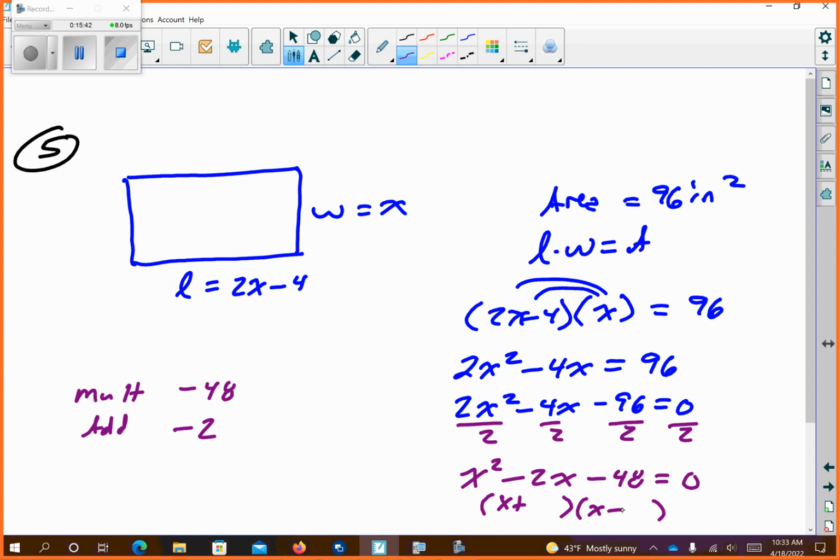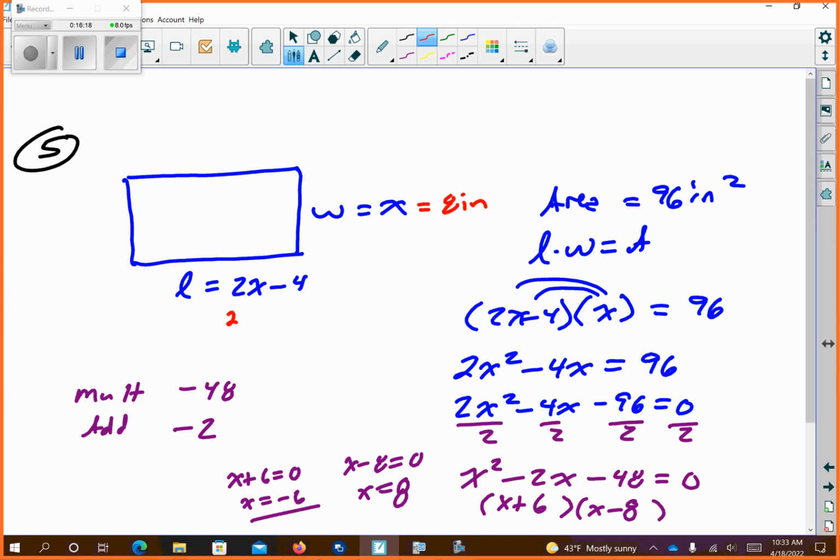1 and 48 is not going to work. 2 and 24 is not going to work. 3 and 16 won't work. 6 and 8, absolutely. And being I have a negative 2, it's going to be a positive 6 and a negative 8. If I add those together, I get the negative 2. So this allows me to eliminate one of my answers. I can get rid of this answer because I'm not going to have a negative length. And then I have x minus 8 equals 0. So x equals 8.